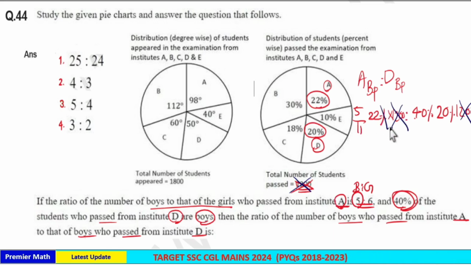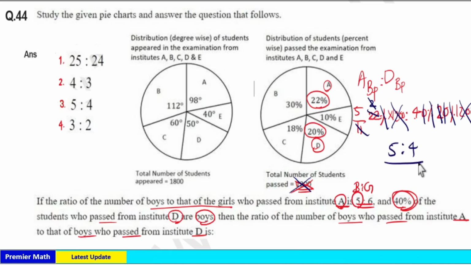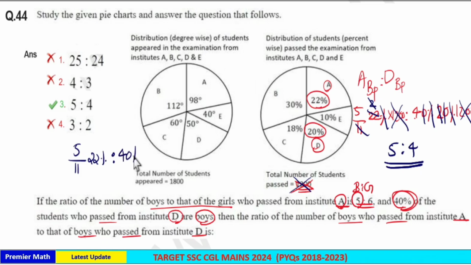Now percentage and percentage cancel. Here percentage and 00 cancel, and 11 goes 2 times in 22. 2 and 2 cancel. Remaining is equal to 5:4 ratio. So option 3 is your answer. That is, just take 5 by 11 of 22 percentage and next is 40 percentage of 20 percentage. We can leave 1200 here. So this will give you 5:4 ratio.